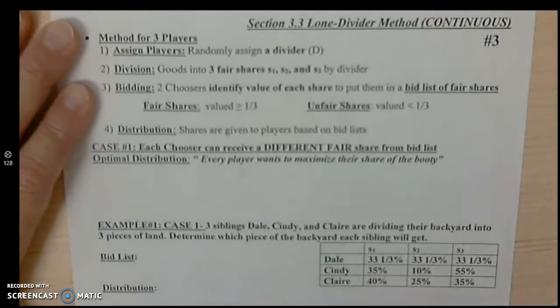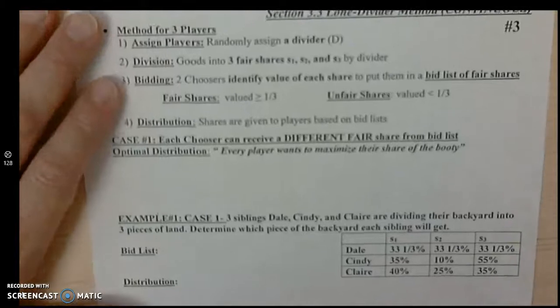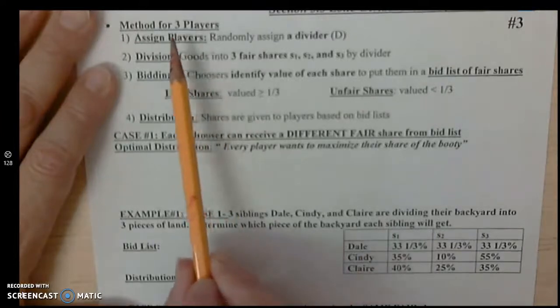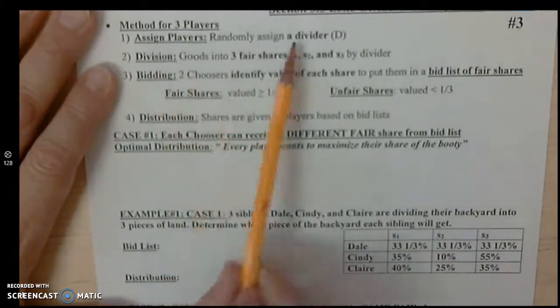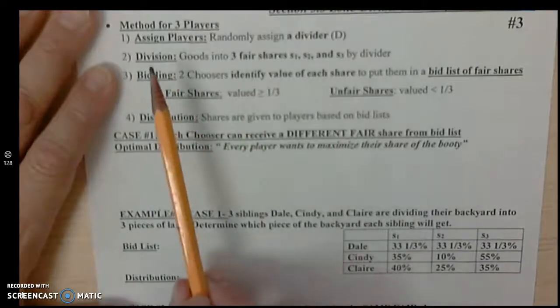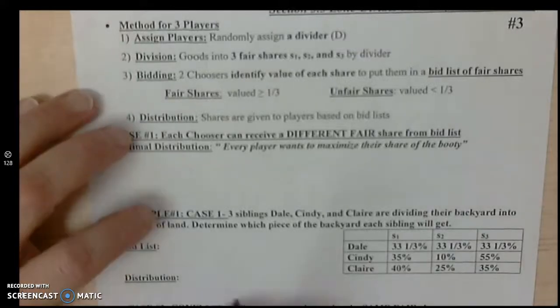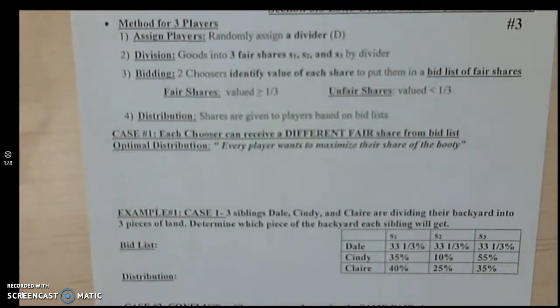So, what are some ways that we could fairly divide, given that there are three people or more? All right. So, this first one, our method for three players, is what we call the lone divider method. We're going to assign one of the players to be the divider. We're going to call them D. And they're going to divide the goods into what they think, once again, from their perspective, are three fair shares. So in their mind, the divider is always going to want each piece to be a third.